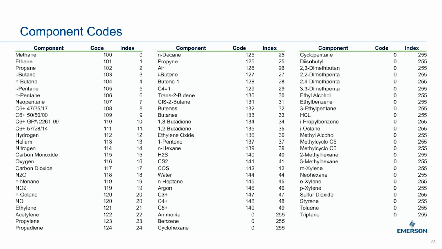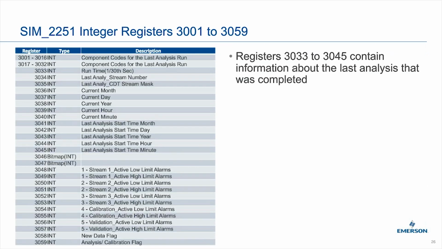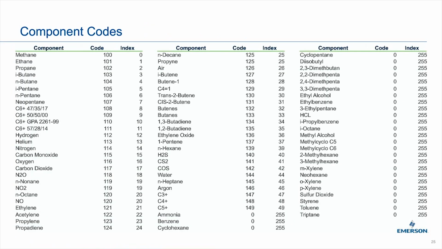And so if we look at the Modbus map and we were to look at register 3001, we would see that it would have a component code that matches that component that's going to appear in the analysis results. And this is how we allow the flow computers or SCADA systems or host devices to recognize where the information resides that they're looking for.